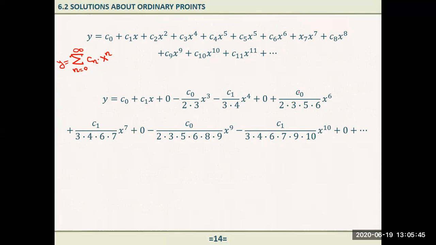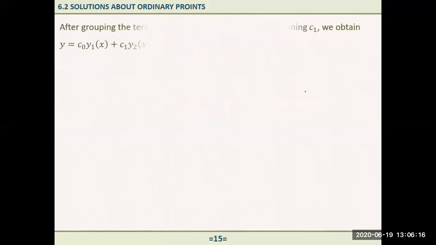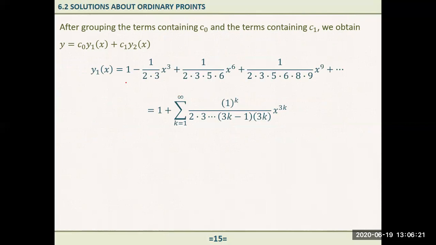Now, as you see here, we have two arbitrary constants, C sub 0 and C sub 1. So I can rearrange this and write it as y is equal to C sub 0 times y sub 1 of x, plus C sub 1 times y sub 2 of x. When I do so, here we have this thing.